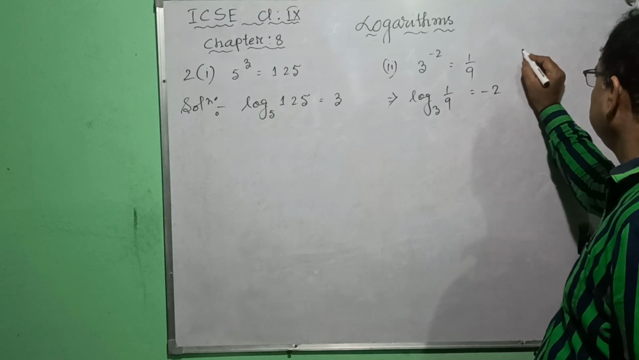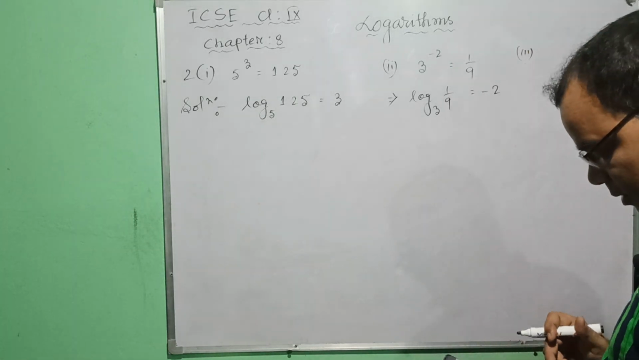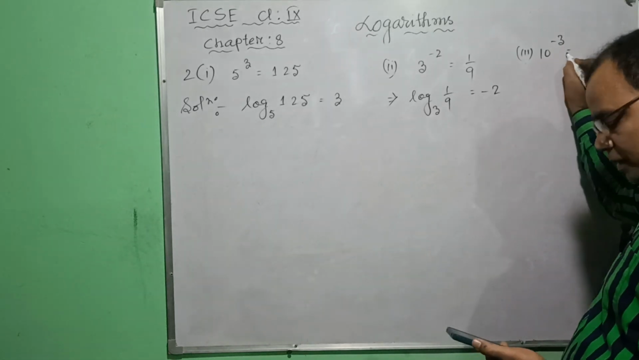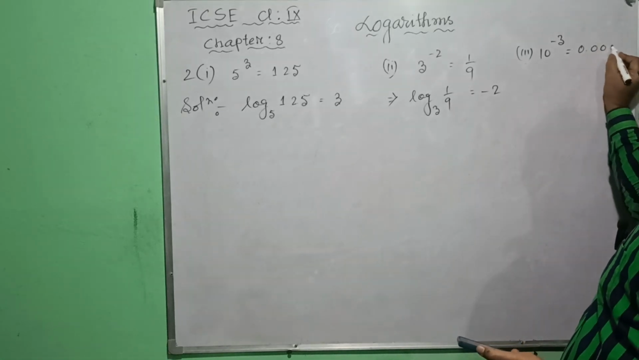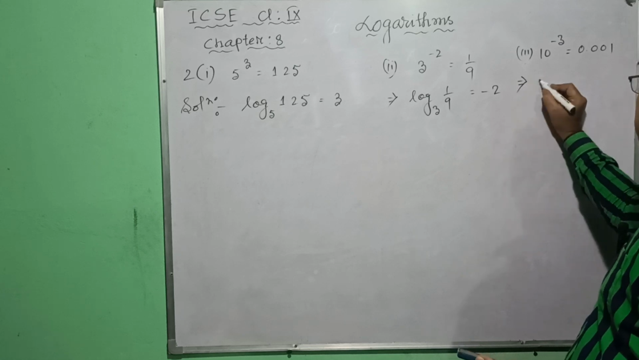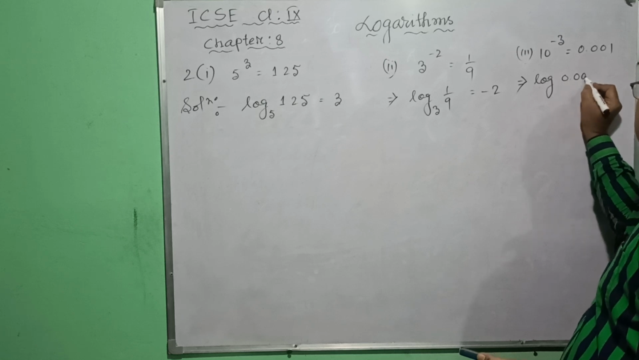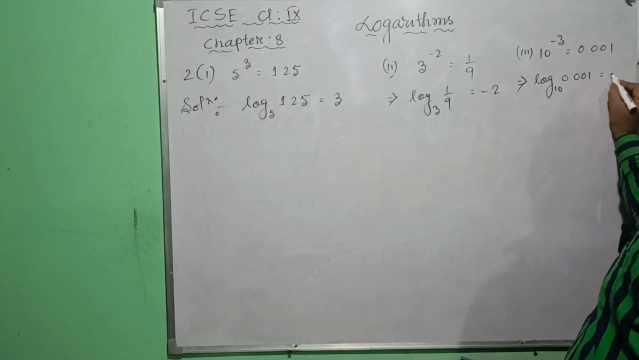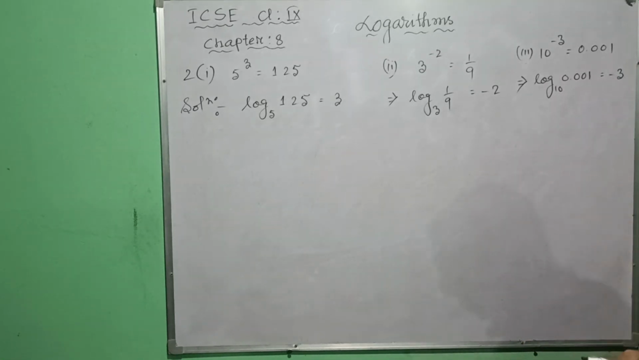Then number 3, it is given 10 to the power minus 3 equal to 0.001. So we can write log 0.001 at base 10 equal to minus 3. So this is the logarithmic form.